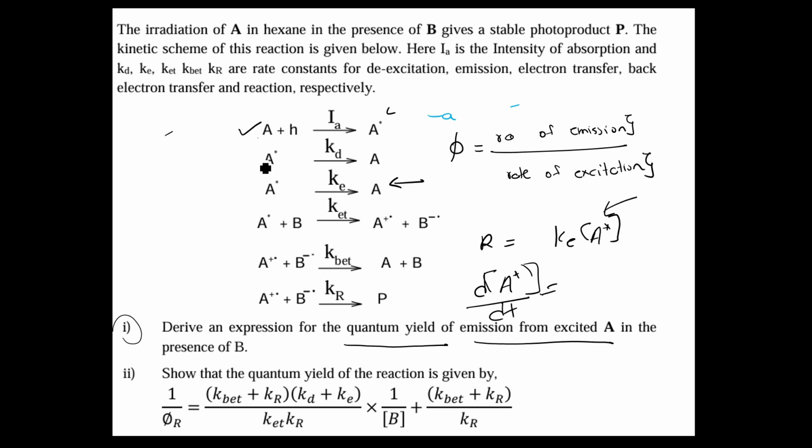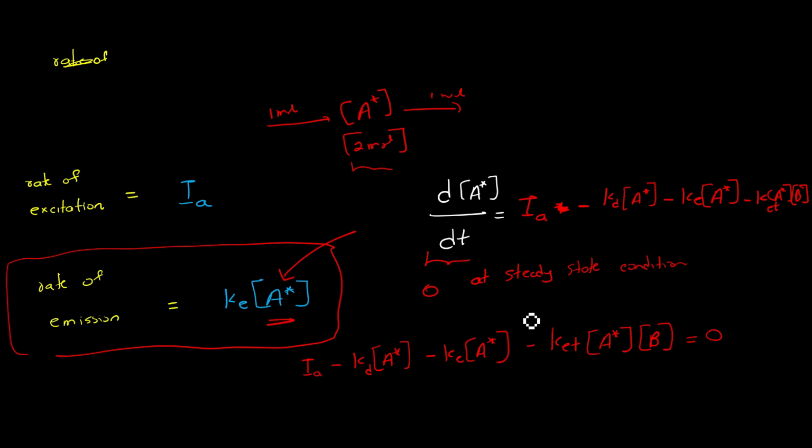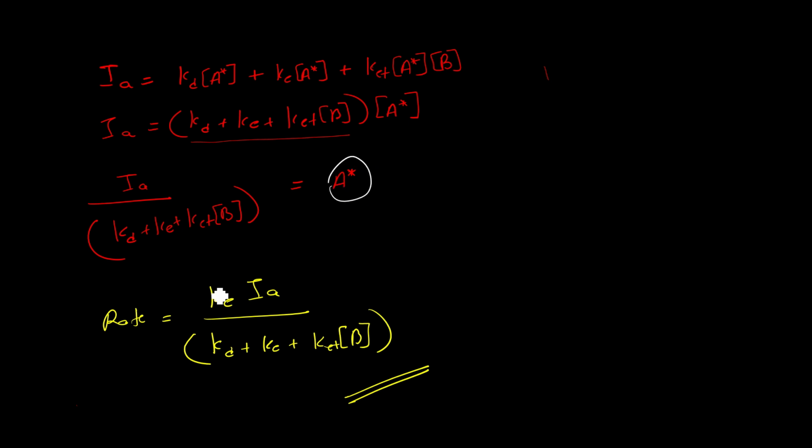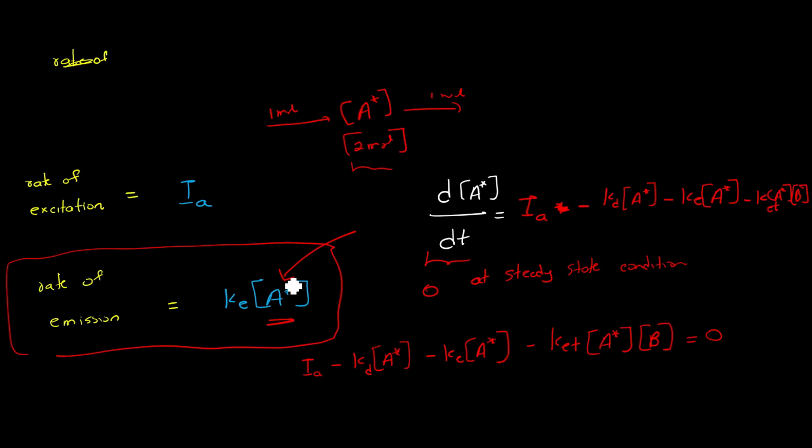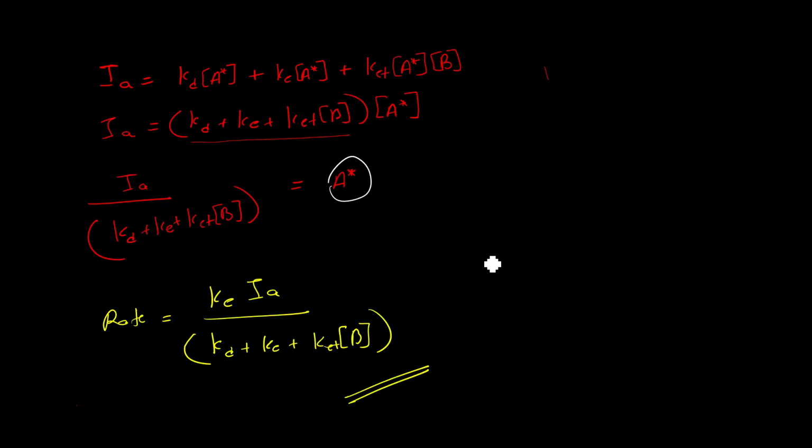As you can see, I have taken this step, this step, this step, this step, but I haven't taken these steps because there is no A star involved in these reactions, right? So A star is independent from these expressions. So I only need these four expressions to consider the A star concentration. I have derived the expression here, applied the steady state approximation, and obtained a value for A star. Now I have the A star, so I can easily replace A star in the rate of emission. Then here I have obtained the rate value.